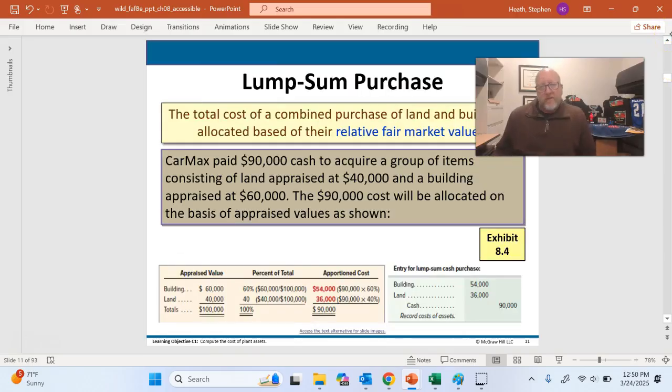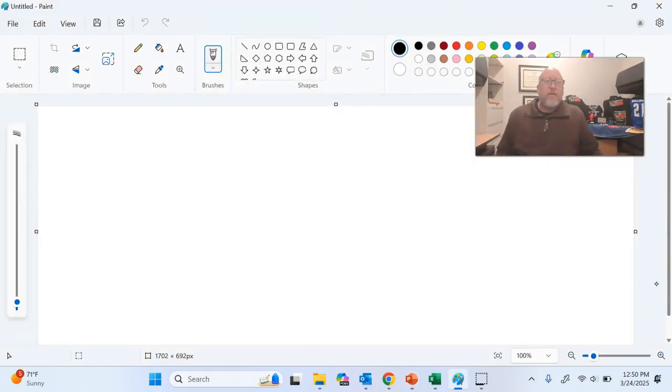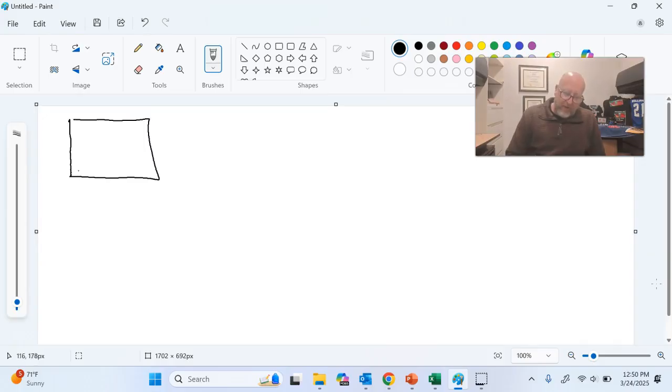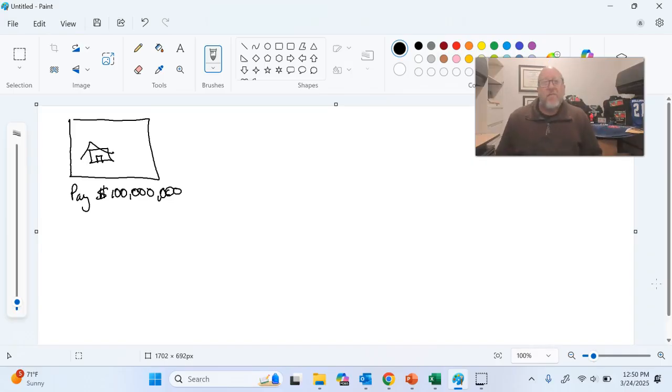Lump sum purchases. Okay, this slide is way too complicated, so I'm just going to jump to my own example. Let's say that we purchase a home, right? So we buy a plot of land and on that plot of land, it's got a house. Look, a little nice front door. Okay, and let's say we pay, I don't know, keep it simple, $100 million. This is a big house on a big piece of property. Okay, we pay $100 million for this house and the land.